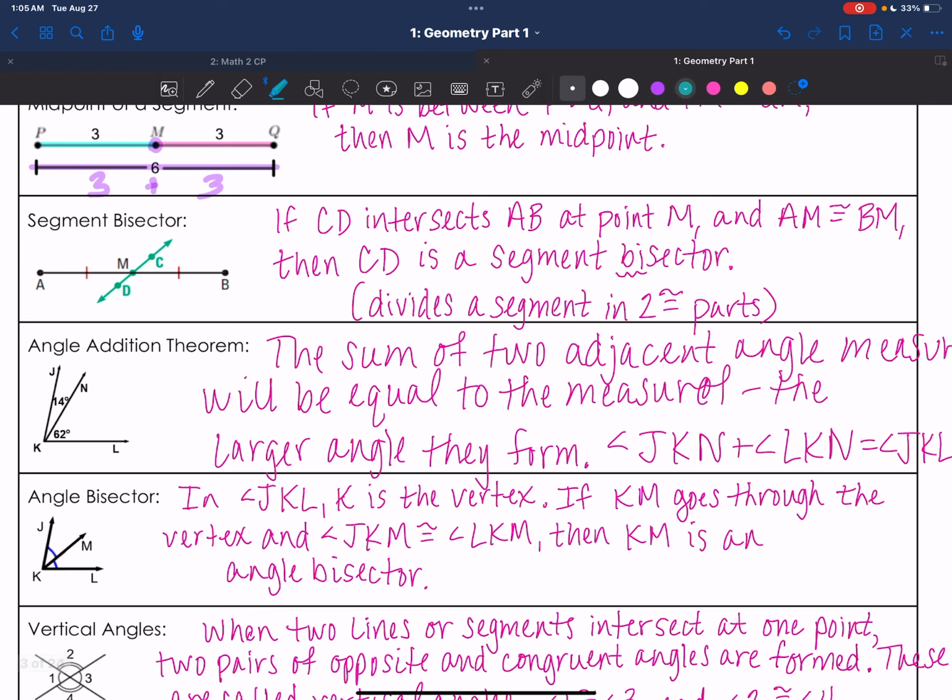All right, next up, segment bisector. So when you have a bisector, that means you're going to divide something into two. So if CD, which is your green line right here, intersects AB at point M, and AM is congruent to BM, then CD is a segment bisector. So that's a fancy way of saying this line is congruent to this line, so therefore CD intersected in the middle. So it divides a segment into two congruent parts.